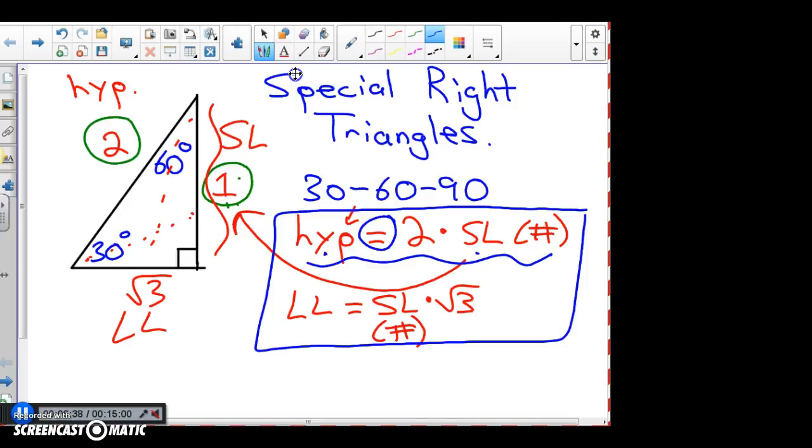But if you tell me, Ms. Charles, I've already got my long leg, why do I need this one? Well, again, what if I know nothing about my hypotenuse? I know my long leg and I'm looking for the short leg. I'd use that one. Okay. Let's look at some problems.